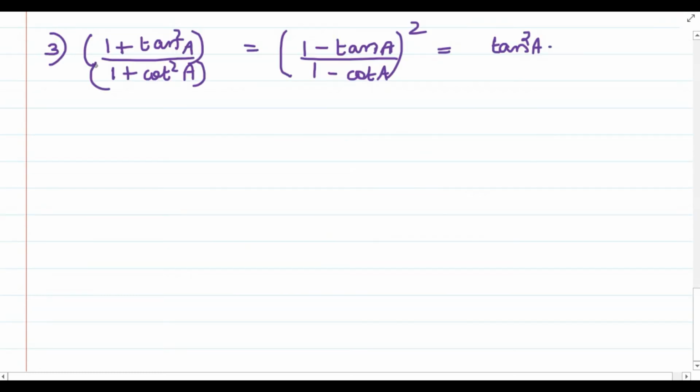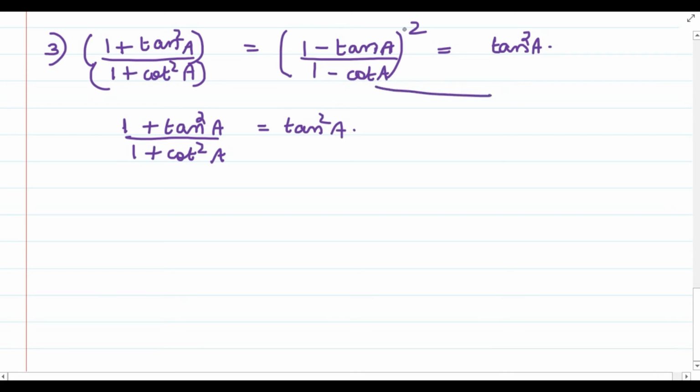Now the third question is, show that 1 plus tan square A divided by 1 plus cot square A equal to 1 minus tan A divided by 1 minus cot A the whole square equal to tan square A. So first I'll prove 1 plus tan square A divided by 1 plus cot square A equal to tan square A. First I'll prove this, then I will take 1 minus tan A divided by 1 minus cot A the whole square is equal to tan square A.